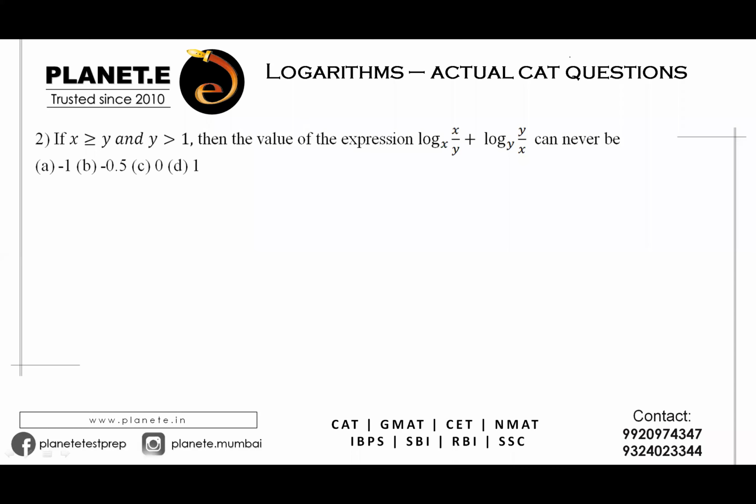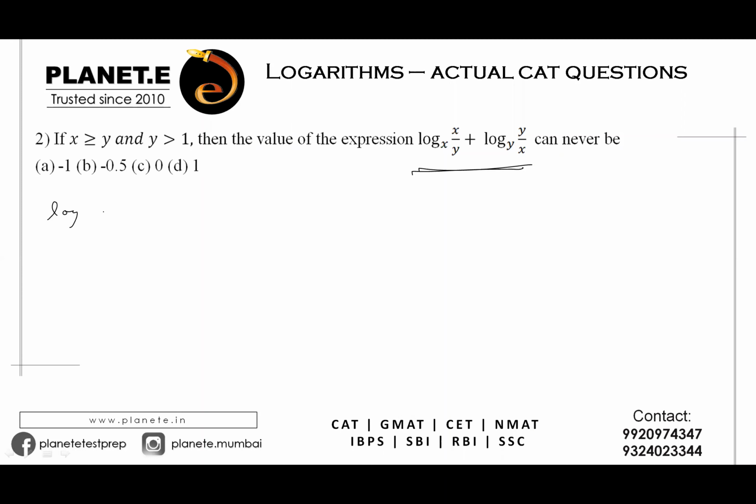Okay, let's move to the next question now. Very interesting question once again. It tests a lot of concepts actually. The question says if x is greater than or equal to y and y is greater than 1, then the value of the expression log x upon y to the base x plus log y upon x to the base y can never be. So we are interested in this expression. Let's try to push ourselves, try to expand it and see what we can figure out.